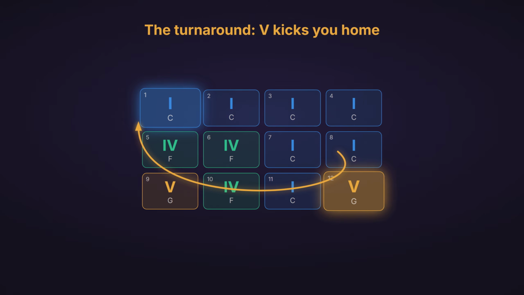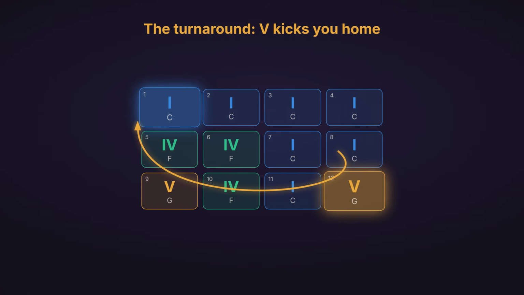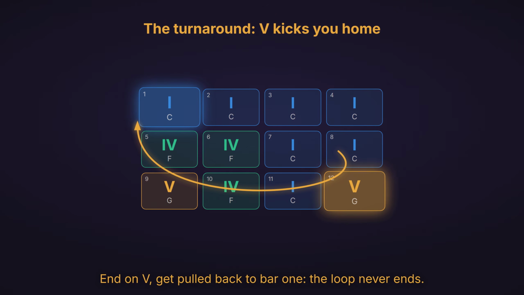That is why a blues can run for 3 minutes or 30. The turnaround keeps closing the circle. 12 bars, then the 5 kicks you back to bar 1, and round it goes again, as long as the band wants to keep playing.